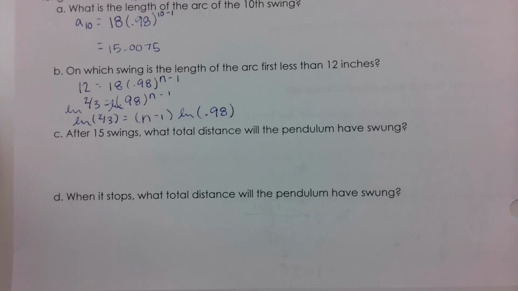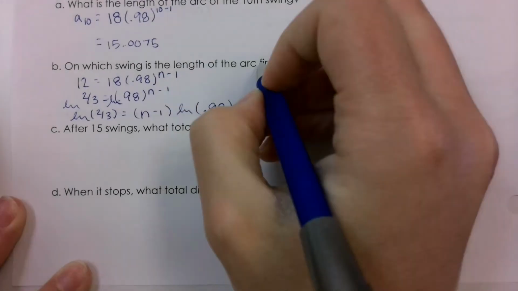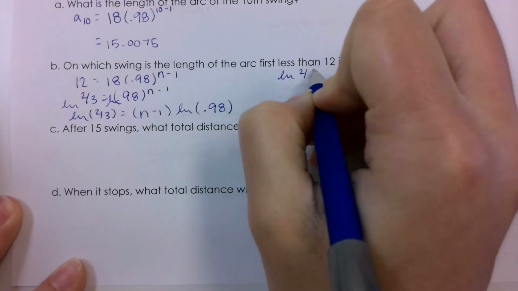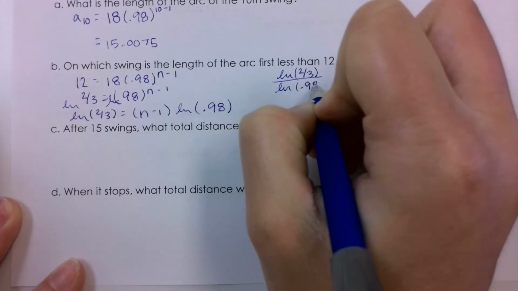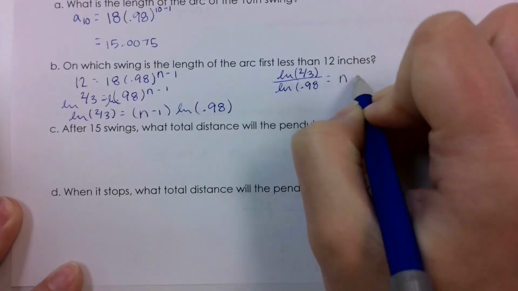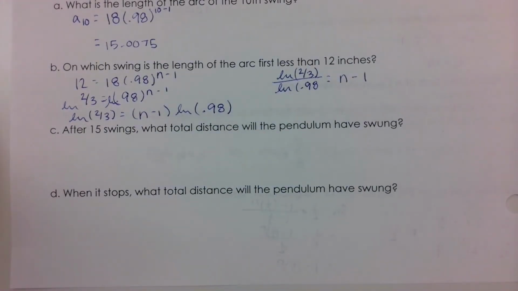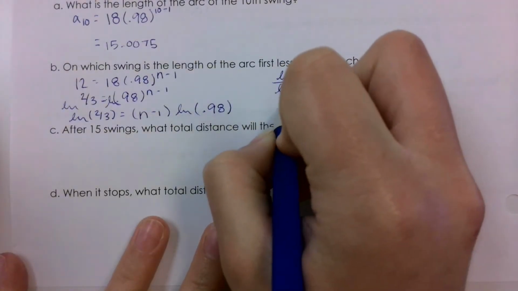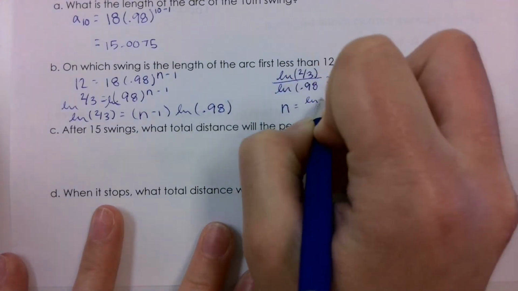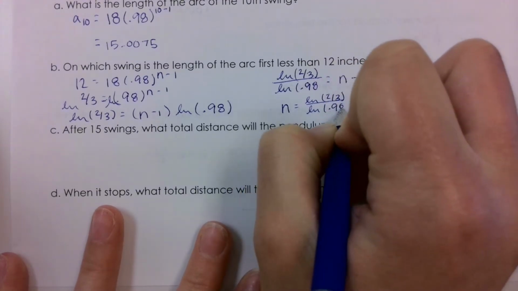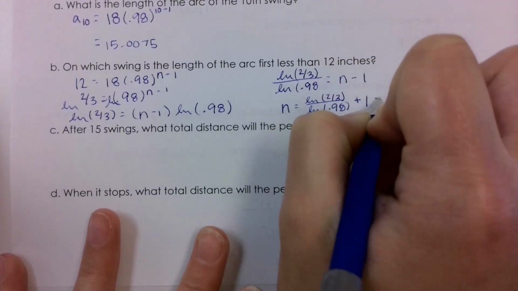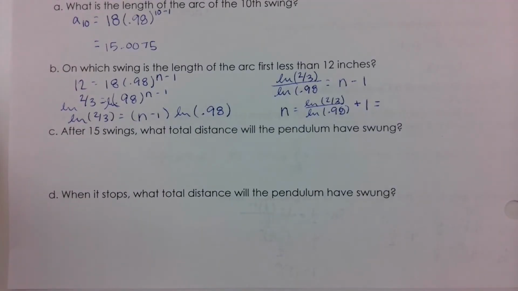So then what do we do from there? Divide by natural log of 0.98. And the last thing you would need to do, add 1. And when you type that in your calculator, what do we get?